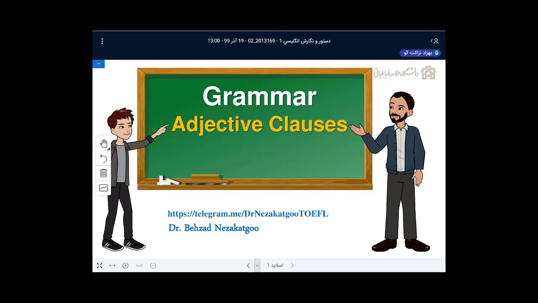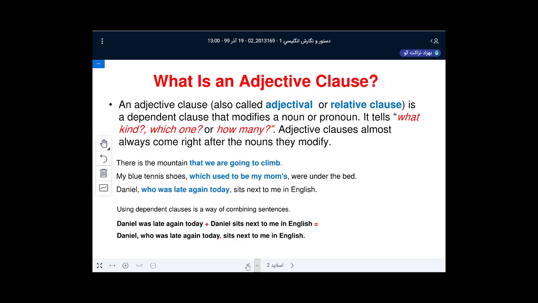You know that the adjective is a word, but here we have a group of words made up of a subject and verb. Let's see what an adjectival clause is. I need your help to go through the slides one by one.